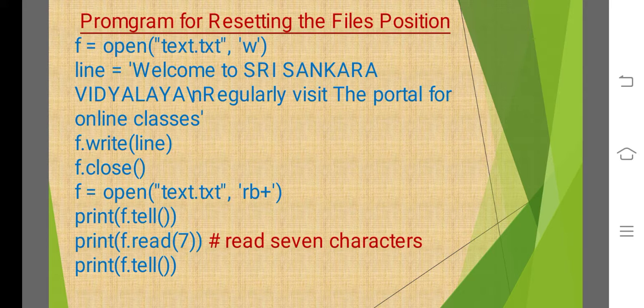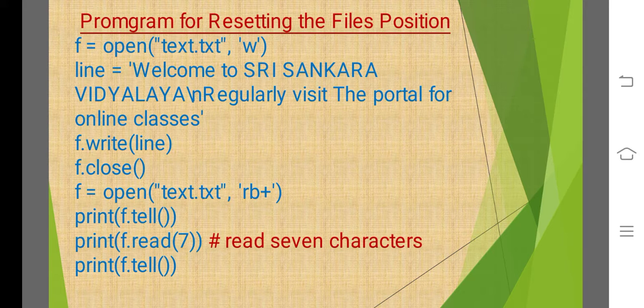Okay, the text.txt notepad file. After that we have to close the file. f.close means it is closed. Again if we want to open the file, the contents are already written. After that print f.tell. Again we open the file with rb, which means binary mode, reading in binary. The file is opened, and for that print f.tell.